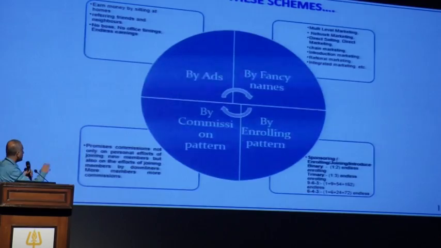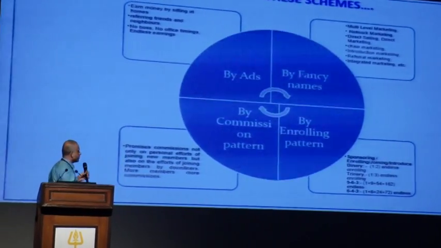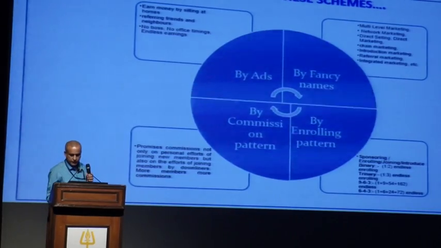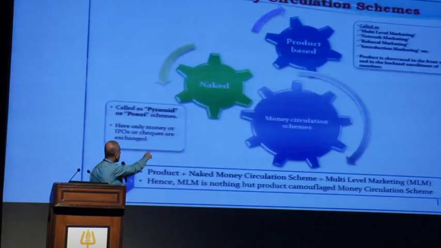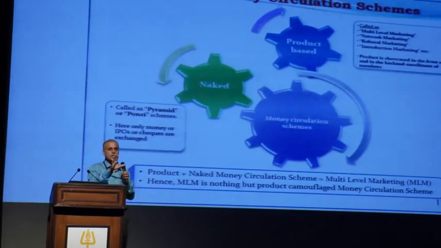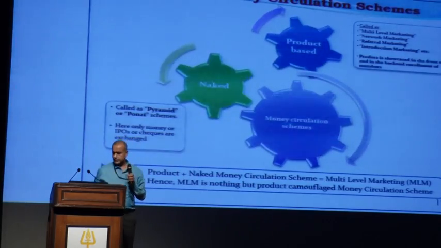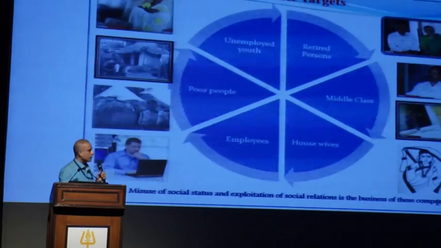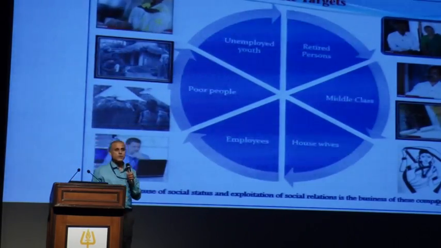Now how to identify these schemes? They give very fancy names. They have the enrollment pattern, then the commission pattern, and advertisement. These are different types of money circulation scheme: product based money circulation schemes, which are nakedly identifiable, where there is no product, but simply returns are dependent upon enrollment. Now who are the vulnerable targets? I have not included students in this because they are not earning.